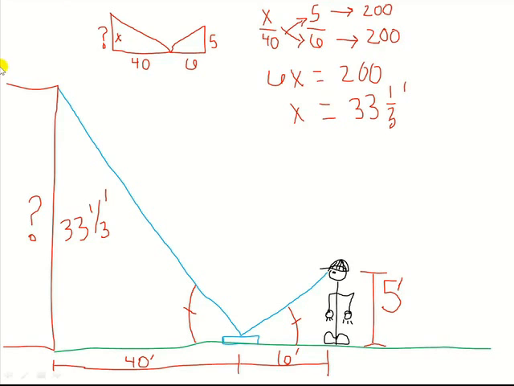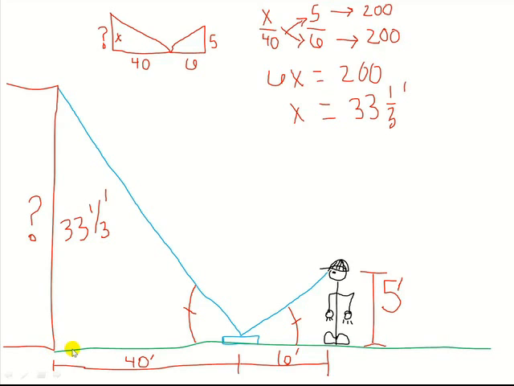Then we cross multiply. So if we cross multiply, we have 40 times 5 is 200. We also know that x times 6 is also 200. It now just becomes an algebra problem. 6x equals 200. Dividing both sides by 6, we wind up with x equals 33 1/3 feet. The height of the building is 33 1/3 feet.